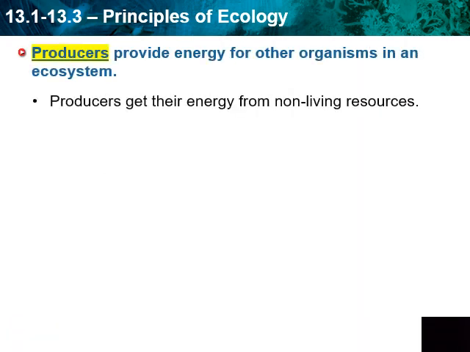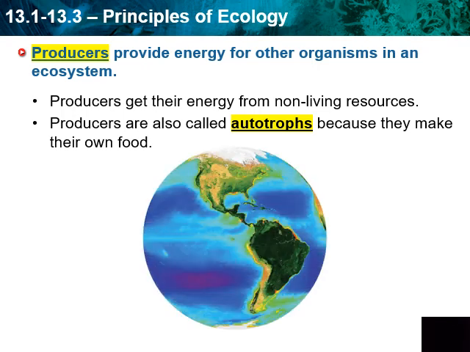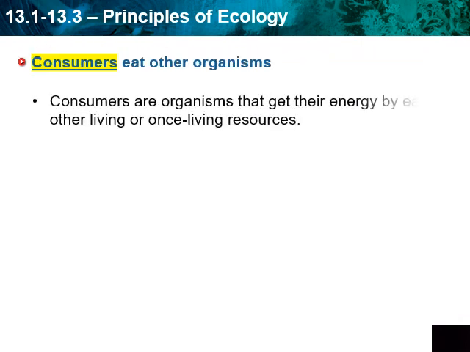Producers provide energy for other organisms in an ecosystem. Now, producers are things that get energy from non-living resources. Producers are also called autotrophs because they make their own food. Auto for self, troph for nutrition or feeding. So, autotrophs, self-feeding or self-nutrition. They make their own food. Things like plants are autotrophs. We can also, like I said, call them producers.